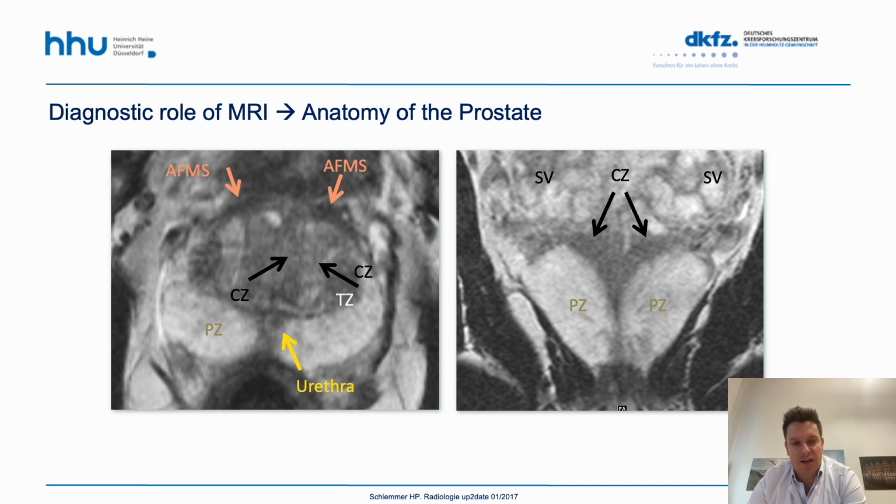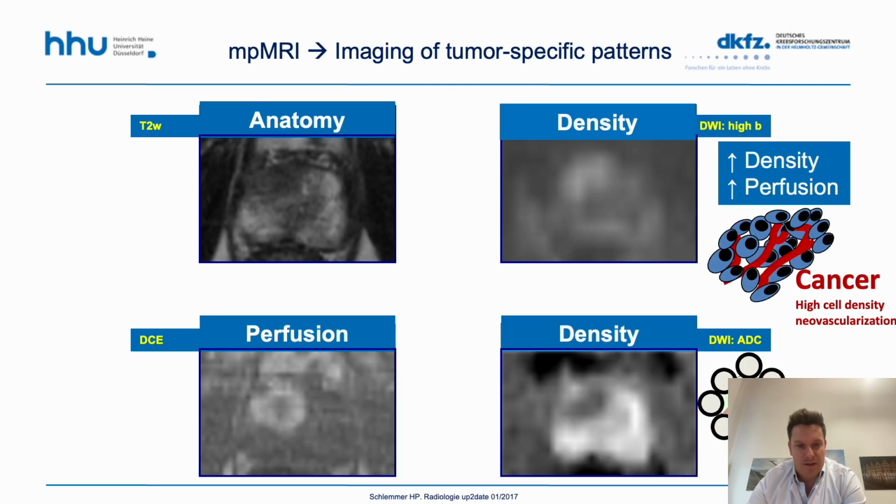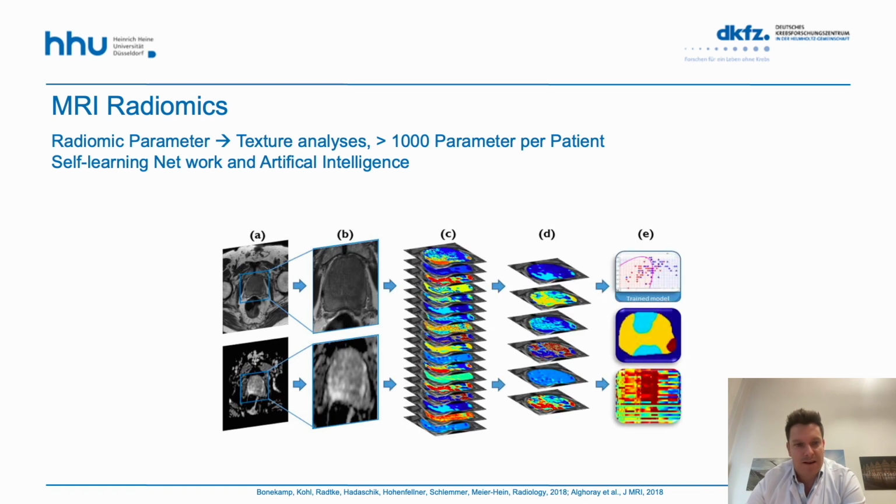This is the case because it shows very nicely the anatomy of the prostate, as you can see here. On the other hand, using DWI and DCE, it demonstrates neovascularization and cell density. As you can see here, putting these 3 sequences together, you have some tumor-specific patterns that you can use. The next step would be integration of radiomics, so radiomic parameters and texture analysis with over 1,000 parameters per patient, and self-learning networks and artificial intelligence, as you can see here in an example on this side.